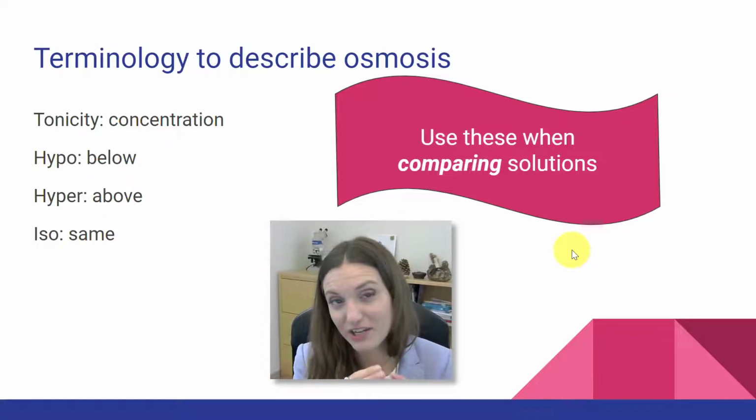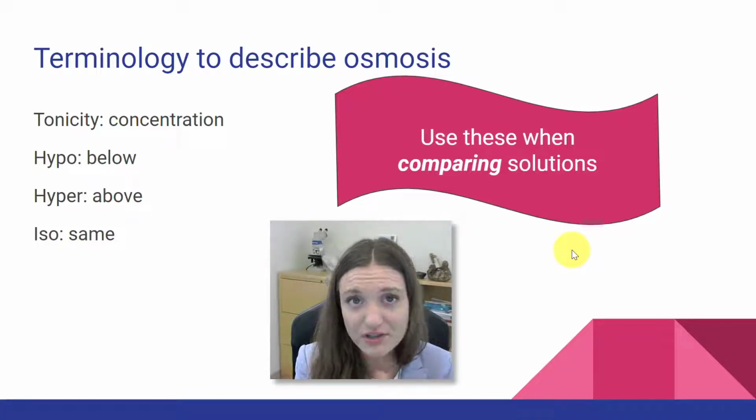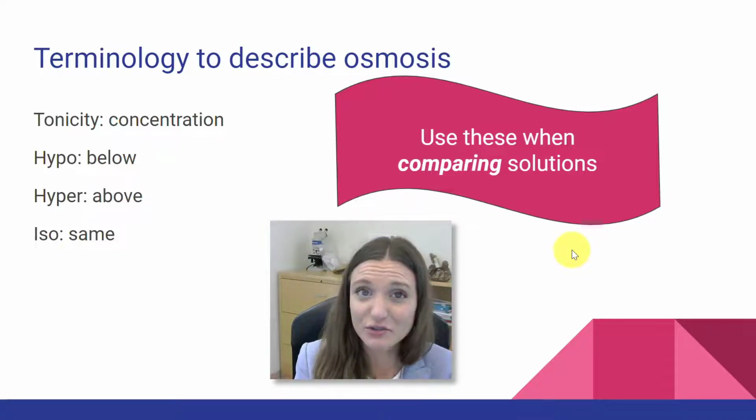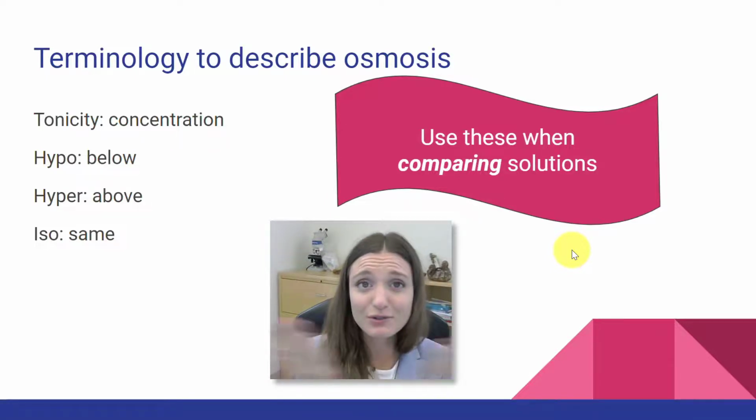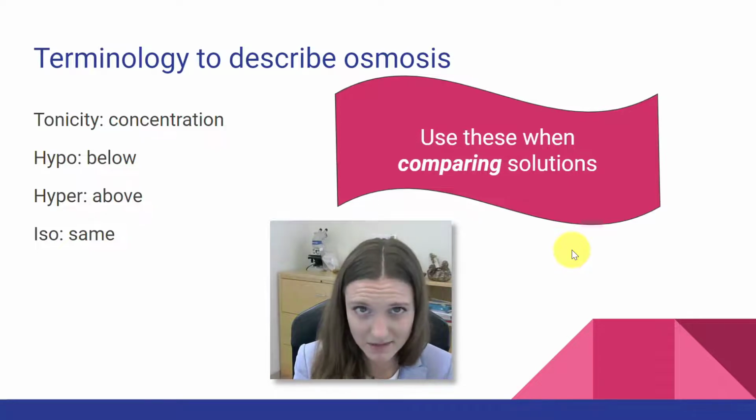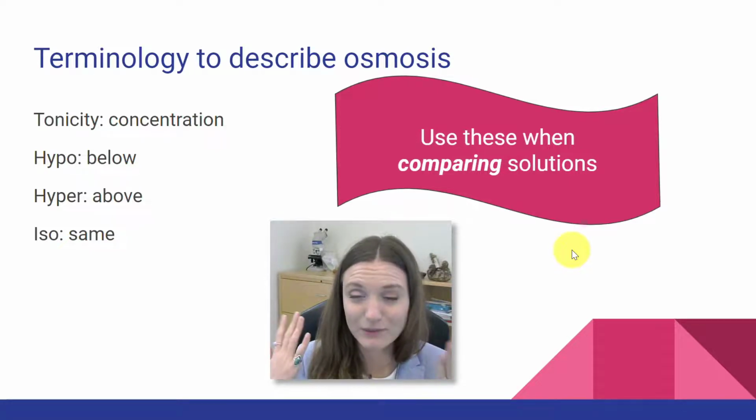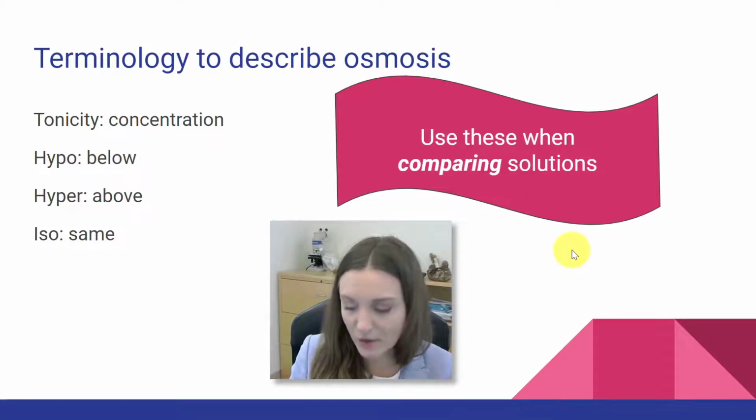If a solution has a higher solute concentration when compared to a second solution, we say it's a hypertonic solution compared to that other solution. If two solutions have the same solute concentration, the exact same, we say they are isotonic to each other. Okay, let's try it.